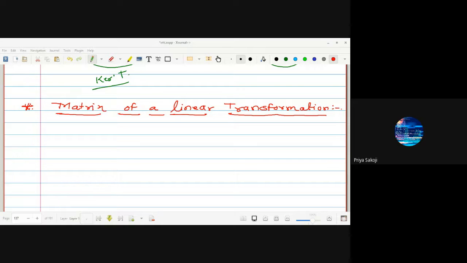Okay, so the last point, matrix of a linear transformation. Now, first going to the main topic, first we will see some basic concepts. What is the coordinate vector? Coordinate vector. What is the definition of coordinate vector?